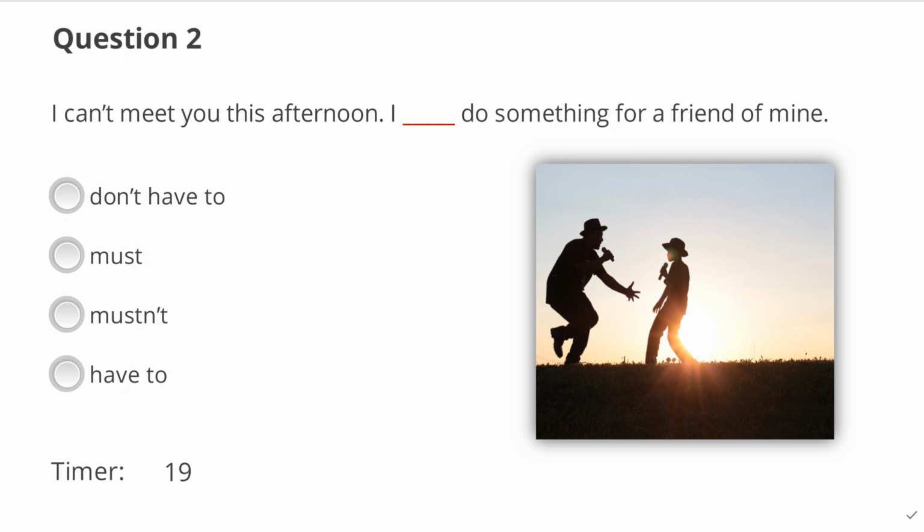So in the next sentence you have a space. I can't meet you this afternoon, and I space do something for a friend of mine. So you have don't have to, must, mustn't and have to. Pause the timer if you need to.